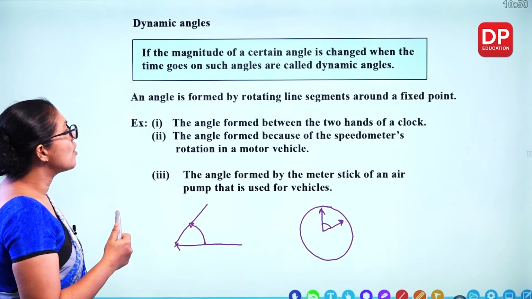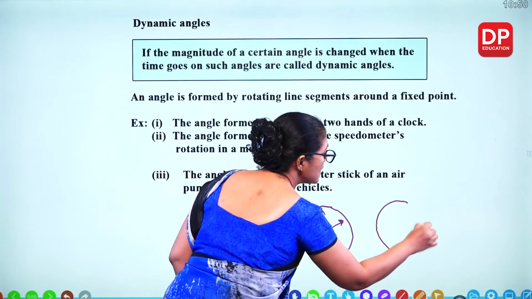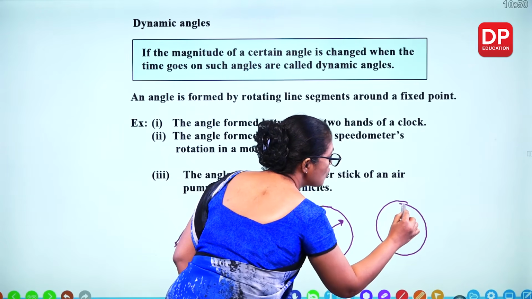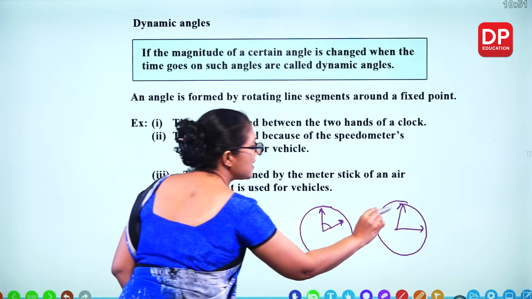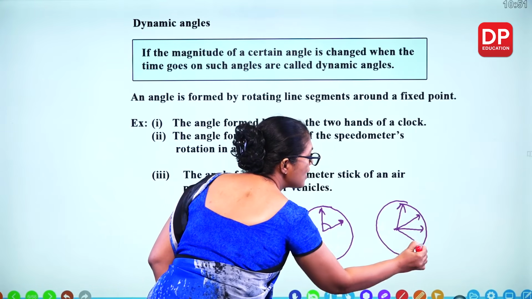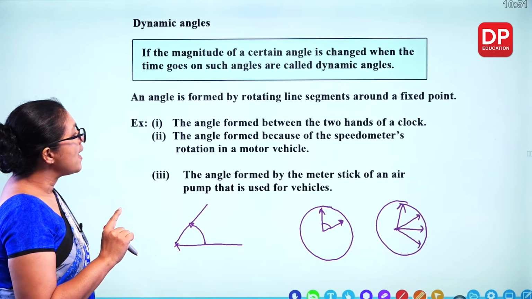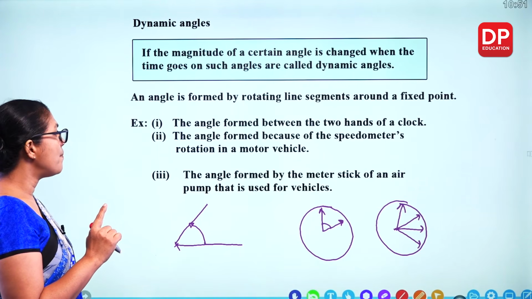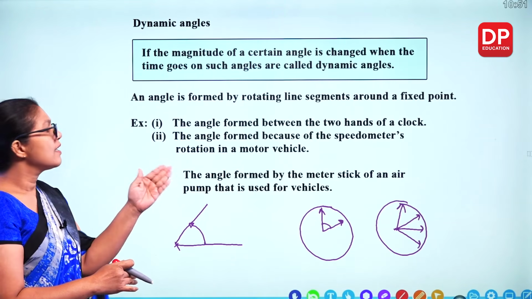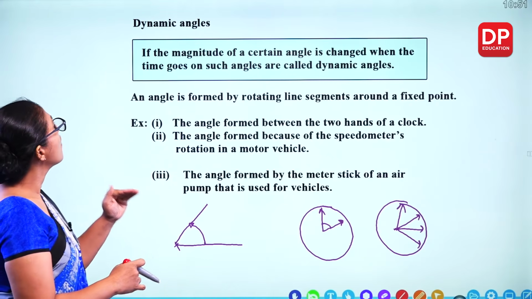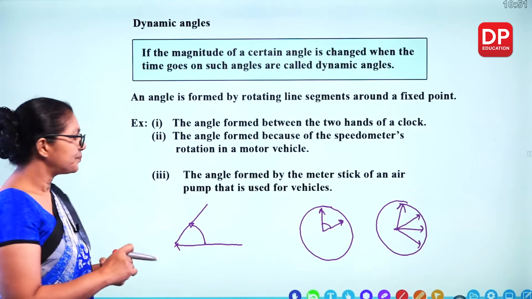The angle formed because of the speedometer's rotation in a motor vehicle. So speedometer also. So you get numbers, the hands rotating. So that angle also changes all the time. The angle formed by the meter stick of an air pump that is used for vehicles, that's also changing all the time. So those are called dynamic angles, changing all the time.